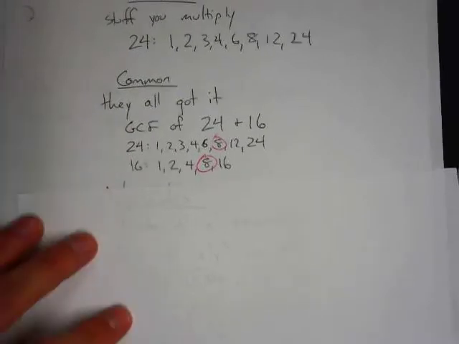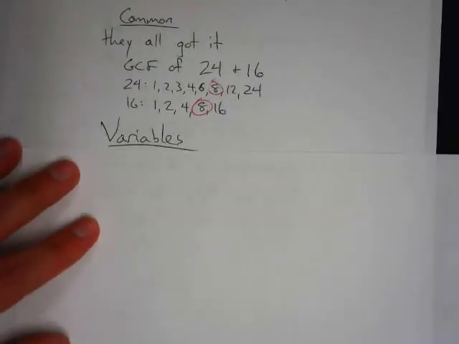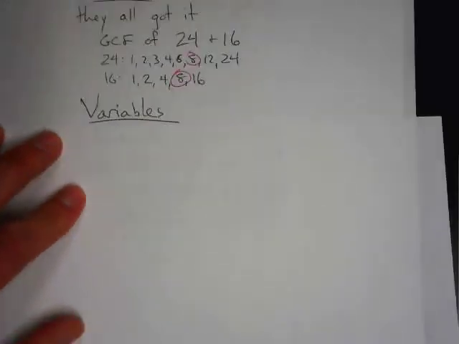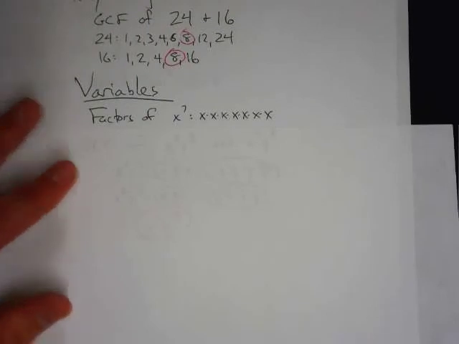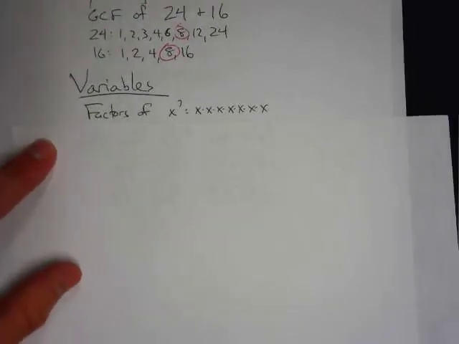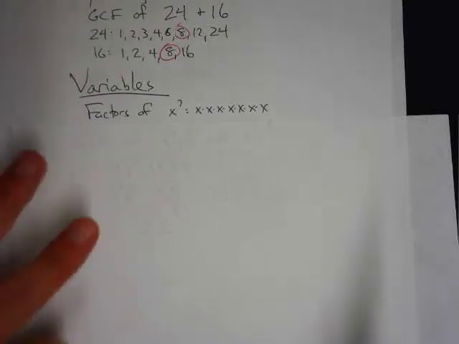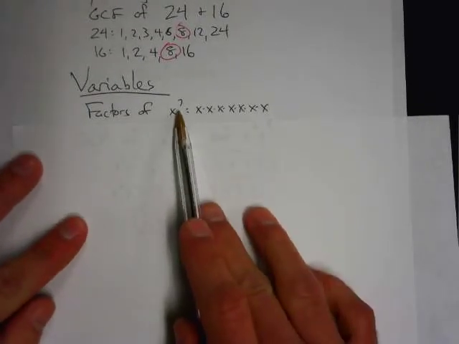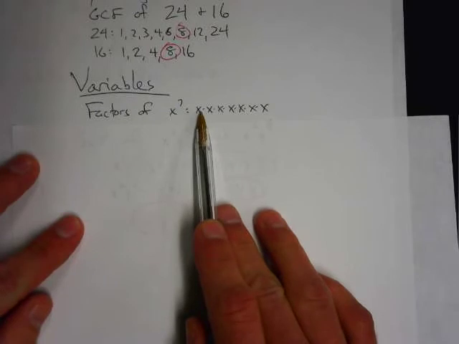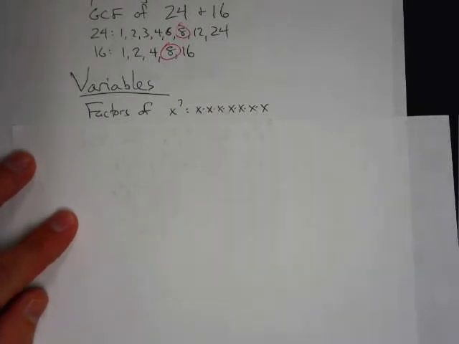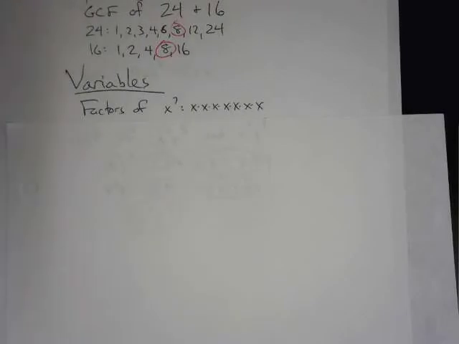But then we start throwing wrinkles in the whole thing. We start bringing up variables. Well, how do factors of variables work? Okay, so take, for example, x to the 7th power. And what would be the factors of x to the 7th power? Well, basically, what is the stuff we multiply, right? Remember the definition of factor. What is the stuff we multiply to get to x to the 7th power? Well, we're multiplying x by itself 7 times. So, 1, 2, 3, 4, 5, 6, 7 x's. Those are the factors of x to the 7th power.